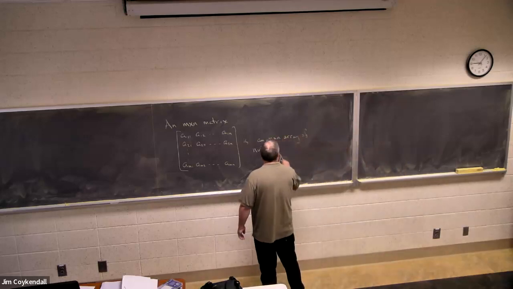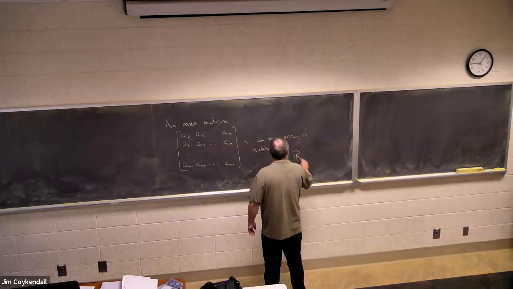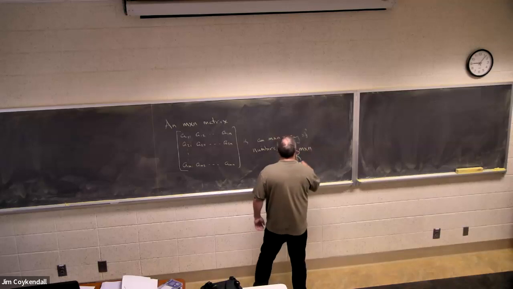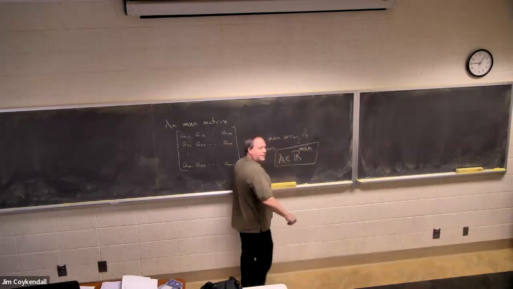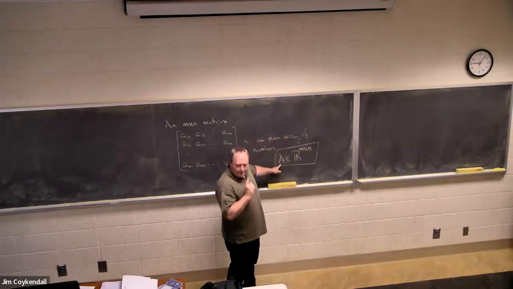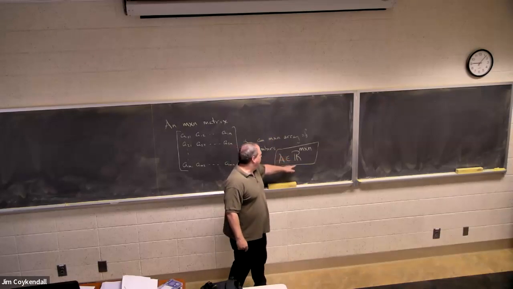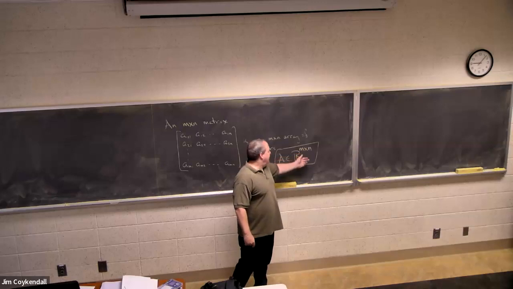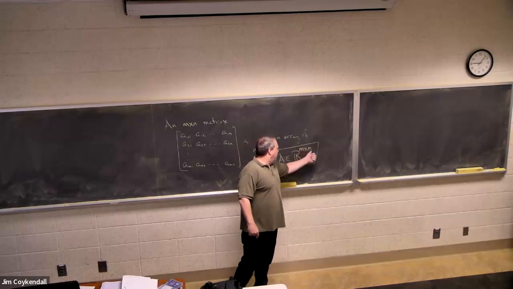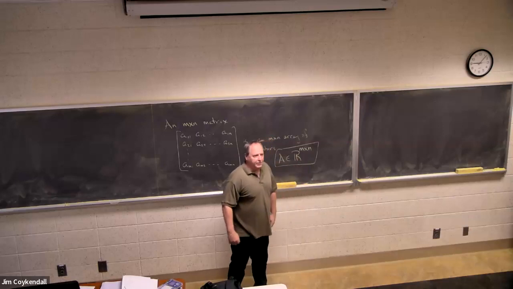Sometimes we'll say, let me read this for you. A, my matrix, is in, that little backwards E symbol in math means "in", R^(n by n). This is m by n matrices with entries in the real numbers.